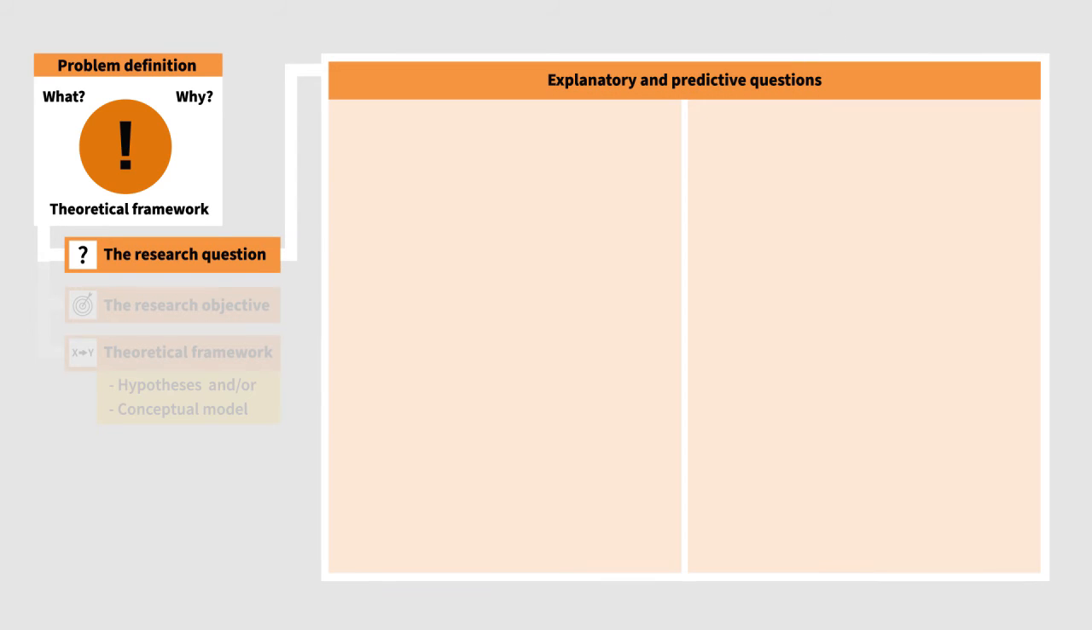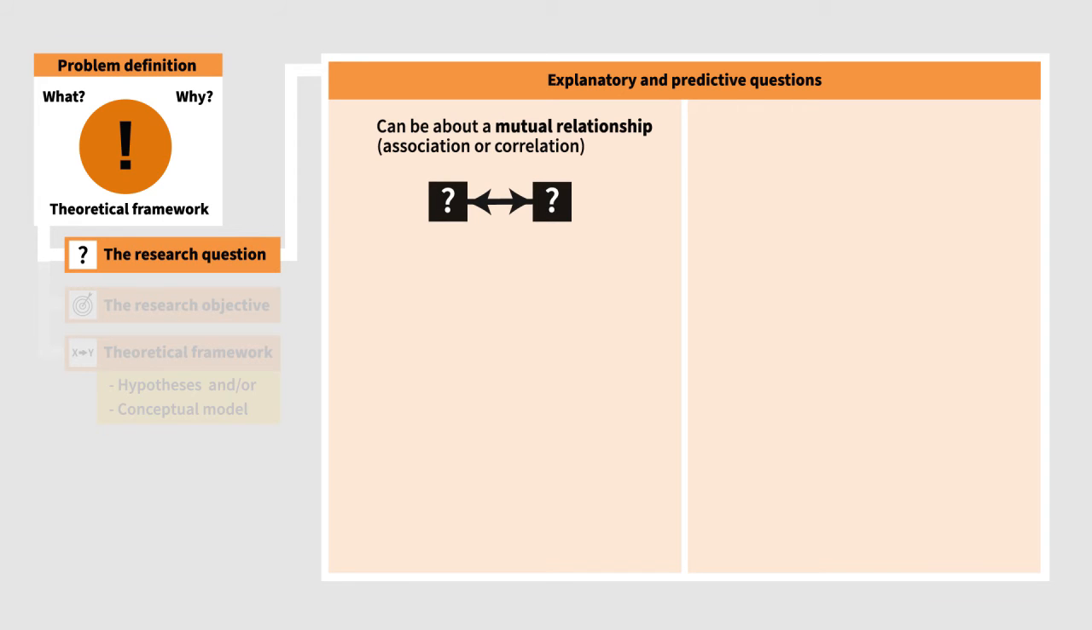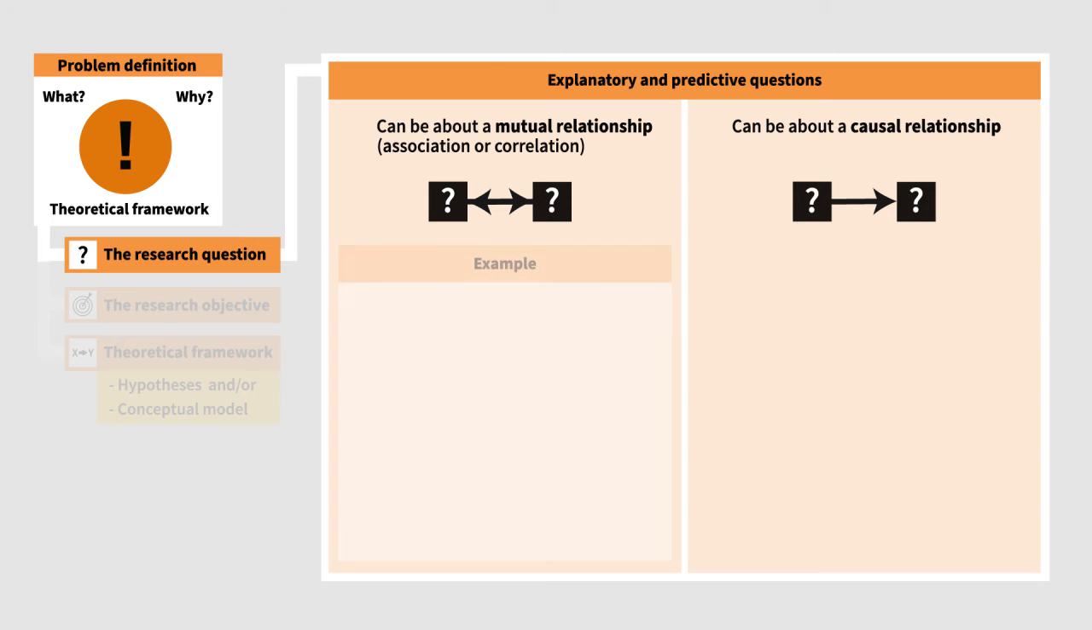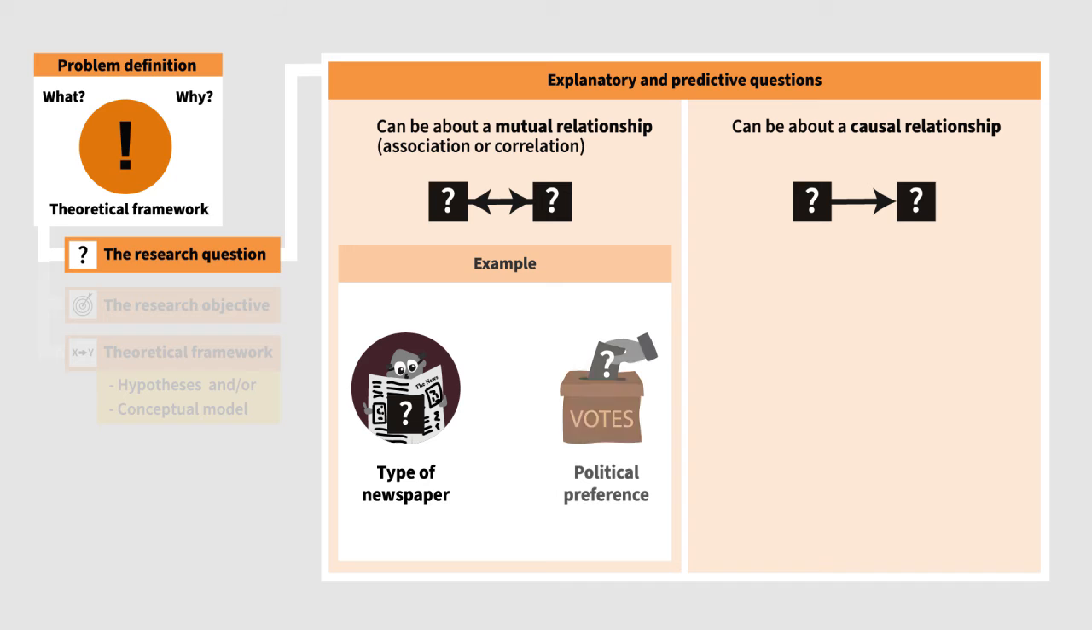Explanatory and predictive questions can be about a mutual relationship, also known as an association or correlation, or about a causal relationship. When you are interested in, for example, the relationship between the type of newspaper that someone reads and political preference, we are talking about a relationship or association. We are not interested in cause and effect, but want to know how closely the two concepts are interrelated. It can go either way. The type of newspaper someone reads can influence political preference, and political preference can influence the type of newspaper someone reads.